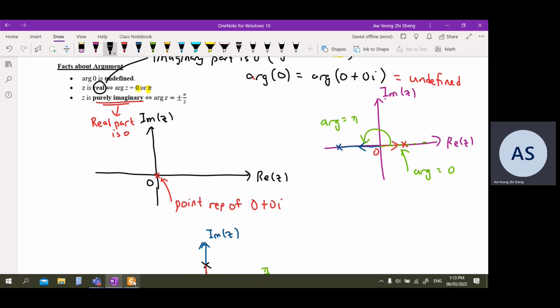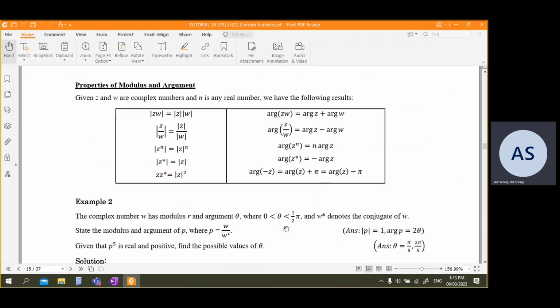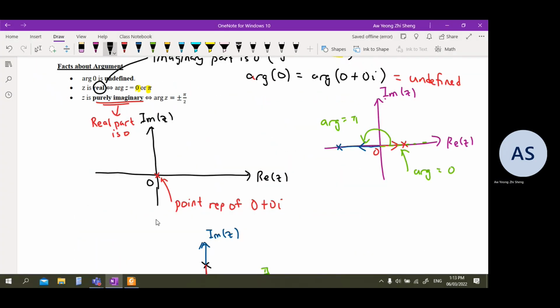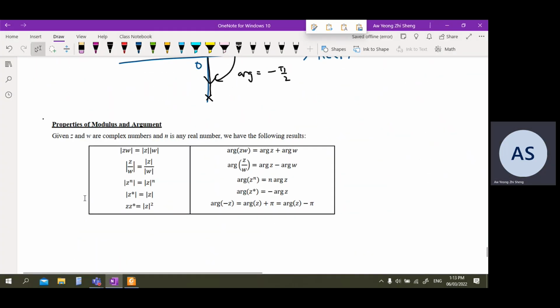Okay, let's move to properties of modulus and argument at the middle of page 15. These are properties that you have to memorize, because in later computations in this chapter, you will have to apply such properties in simplifying your calculations. It says if z and w are two complex numbers and n is any real number, we have the following results. The first two results tell you that the modulus of a complex number can be distributed over multiplication or division.